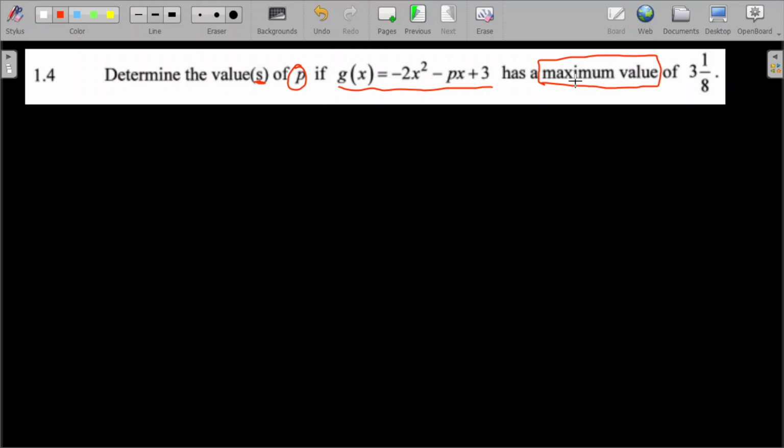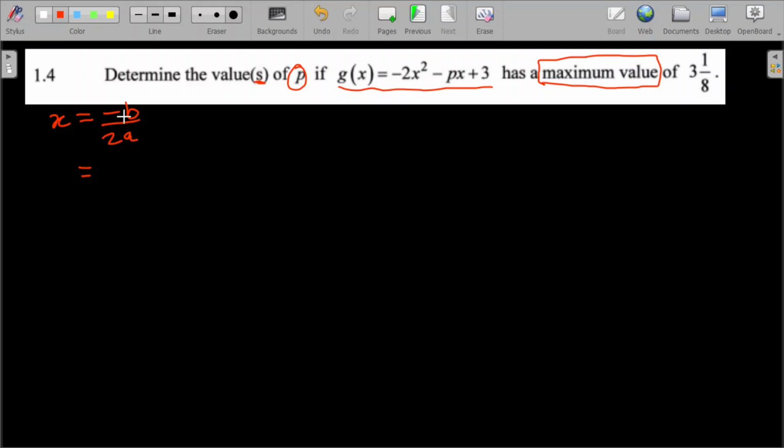Again, if we are having the word maximum, especially if you are having a parabola function, we're having a turning point. We first need to find the x of that turning point, and then the maximum value is the y of that turning point. How do we find the x of a turning point? We know x is equal to negative b all over 2a.